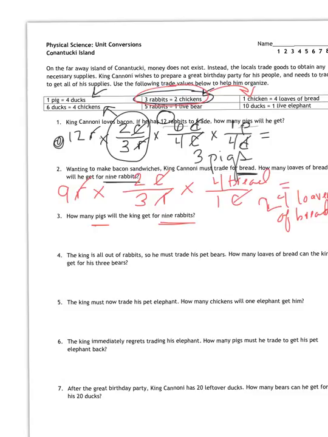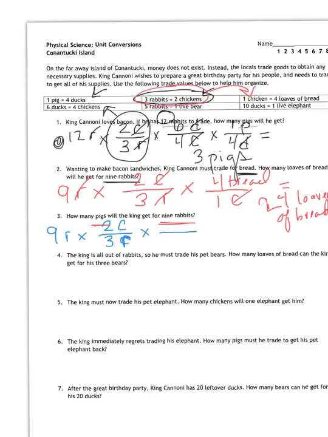So I think we should trade the rabbits for chickens, then the chickens for ducks, and then the ducks for pigs. So 9 rabbits. We're going to trade those for chickens. So rabbit on the bottom so it can cancel, chicken on the top. 3 rabbits get us 2 chickens. Okay, times and a line.